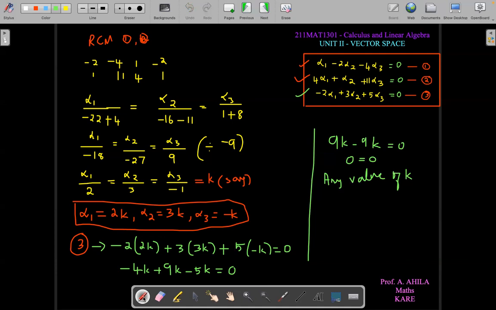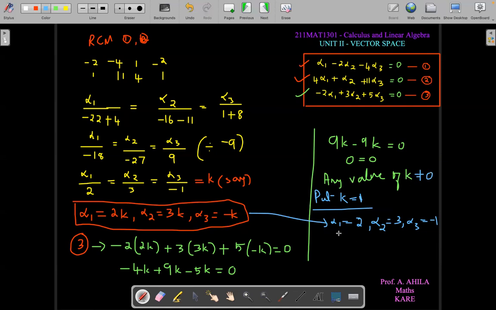Let's suppose we substitute k equal to 1, a non-zero value we choose. You can substitute any value. Then in these alpha values, alpha 1 is 2 into 1, that is 2. Alpha 2 will be 3 into 1, that is 3. And alpha 3 is minus 1. We can substitute any non-zero value of k, and this is true.